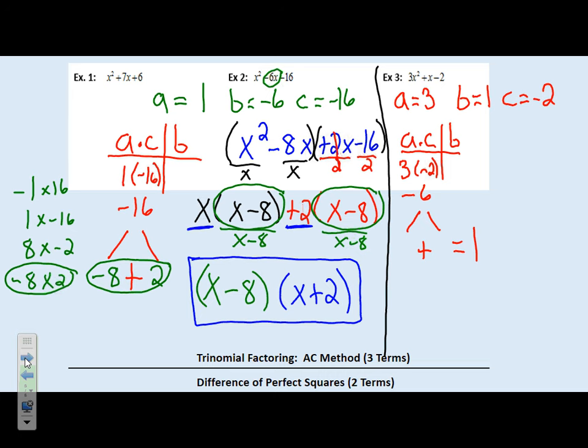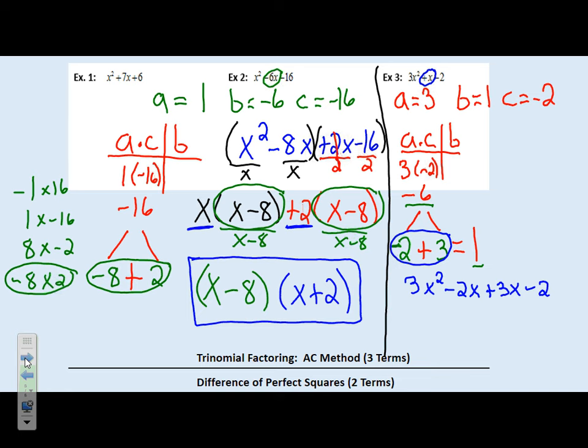So if it's a negative 6, I have 1 times 6, okay, or 2 times 3. Now I'm going to use 2 and 3, but my 2 has to be negative so that when I add them up I get a positive 1. And when I multiply negative 2 times 3, I get a negative 6. Okay? So now this is going to replace this positive 1x. So when I write this, I'm going to now have 3x squared minus 2x plus 3x minus 2.